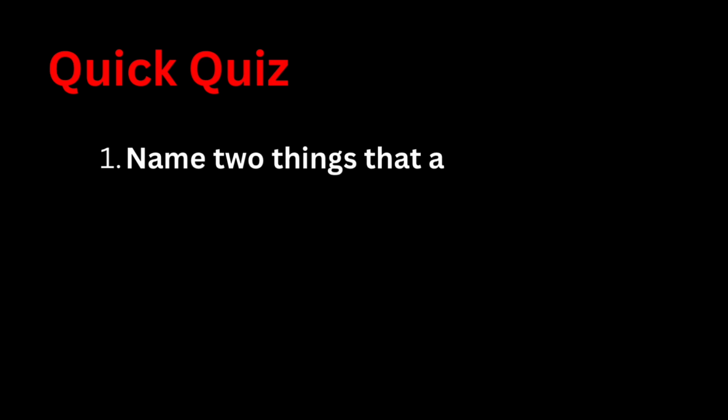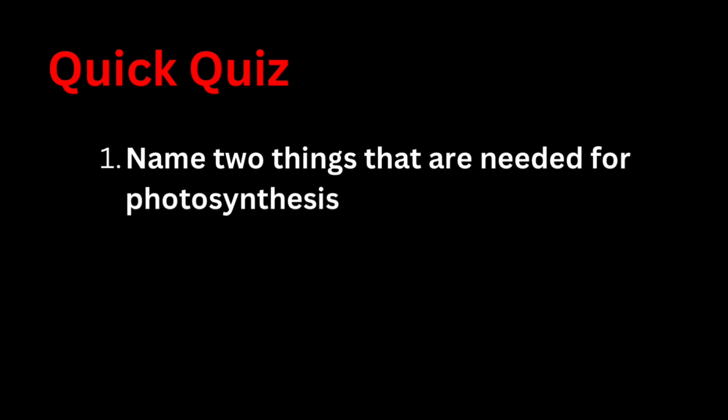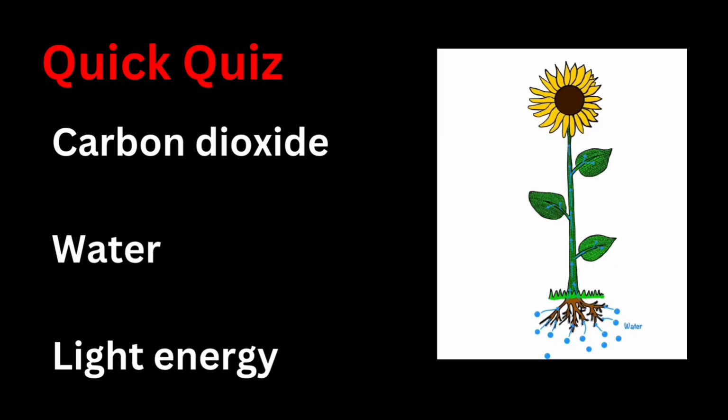Can you name 2 things that are needed for photosynthesis? So there's actually more than 2 possible answers, but see if you can think of 2 of them. And I'll put the answer up in 3, 2, 1. So here's the answer. You could have chosen carbon dioxide or water or light energy. So any of those 3, you just need to choose 2 of them.